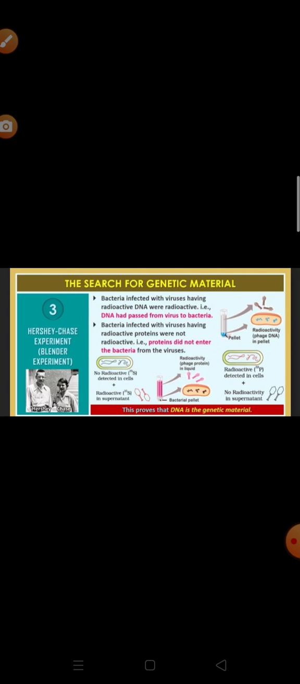They conducted experiments on bacteriophage to prove that DNA is the genetic material. Okay, these preparations they made were used separately to infect the E. coli, or Escherichia coli. Here, what happened? Some bacteriophage viruses were grown on a medium that contained radioactive phosphorus P32 and some in another medium with radioactive sulfur S35. The viruses grown in the presence of radioactive phosphorus P32 contained radioactive DNA, and similar viruses grown in the presence of radioactive sulfur S35 contained radioactive protein.